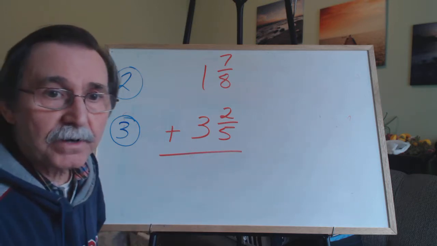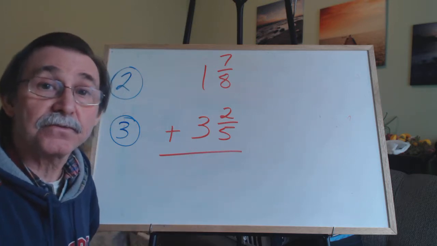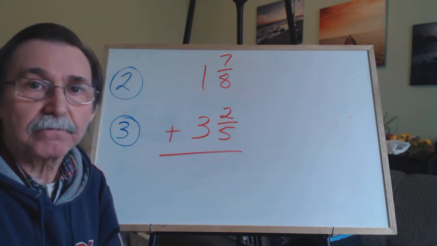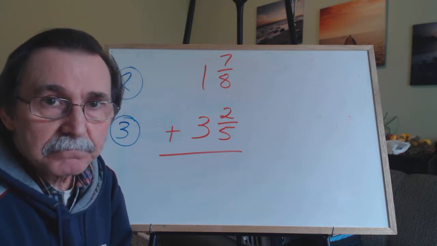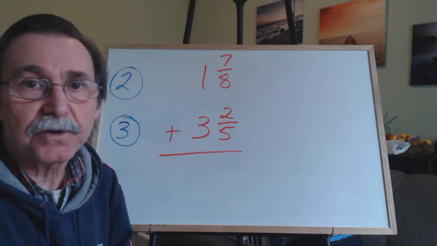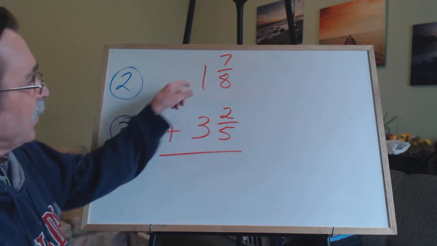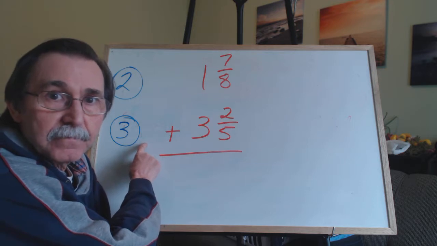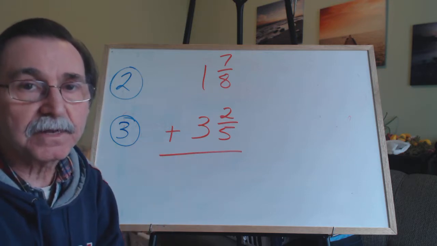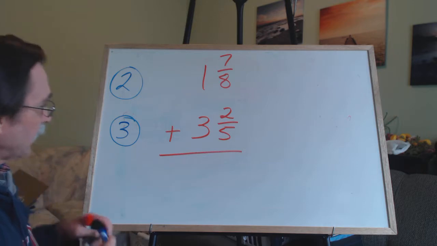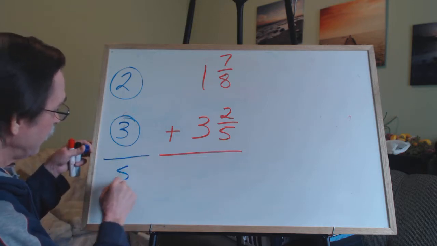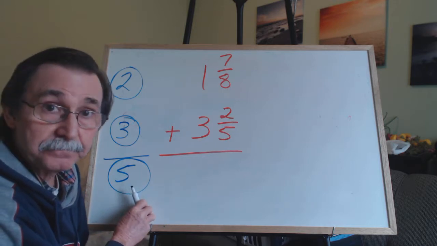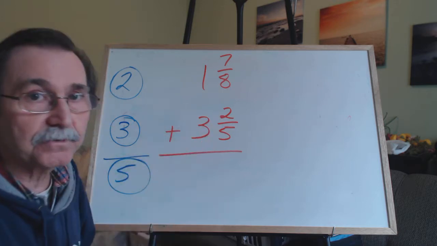So if we have 1 7/8 plus 3 2/5, and we just want to get a ballpark value, sometimes having a ballpark value is good enough. So I would say, oh, that's about 2. This is about 3. So our answer must be in the neighborhood of 5. Okay, so I'm going to put that over here. This is an estimated answer, 5. Now let's go in and do the work.